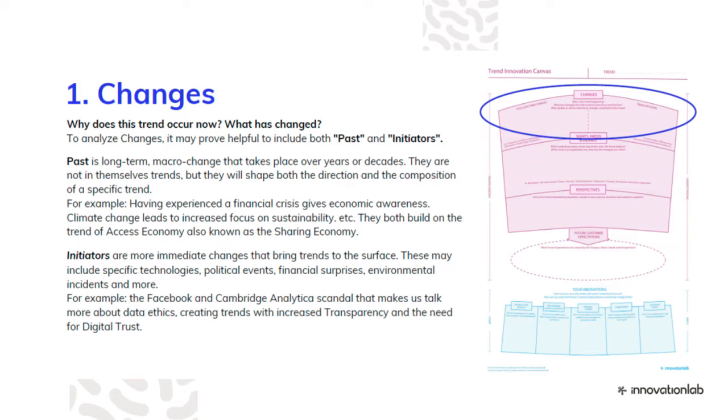So having experienced a financial crisis, for example, provokes attention to the economy. Climate change means that we become more conscious about sustainability, and together the two are leading causes of a trend that is all about sharing economy. Triggers, on the other hand, are more immediate changes that bring on trends. It might, for instance, be specific technologies, political events, economic surprises, environmental events, and much more. The Facebook and Cambridge Analytica case got us talking more about data ethics and created trends with greater transparency and the need for digital confidence.